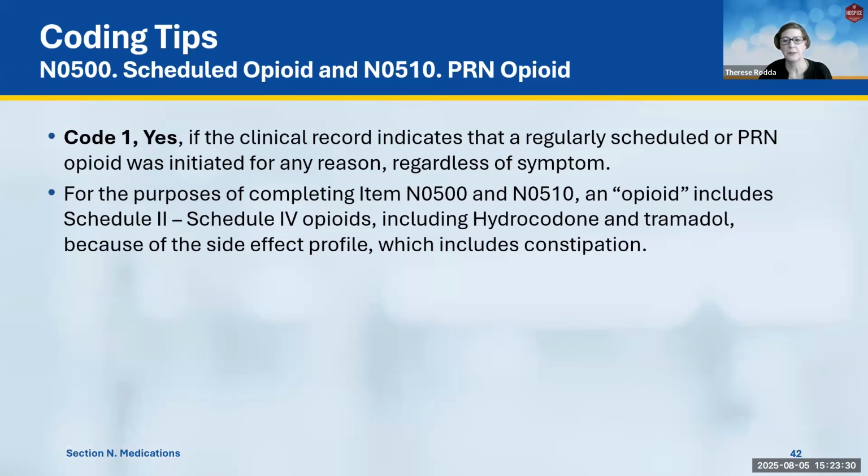Here is a coding tip that applies to both N0500 and N0510. You would code 1, yes, if the clinical record indicates that a regularly scheduled or PRN opioid was initiated for any reason, regardless of patient symptoms. For the purposes of completing these items, an opioid includes Schedule 2 and Schedule 4 opioids, including hydrocodone and tramadol, because of their side effect profiles, which include constipation.